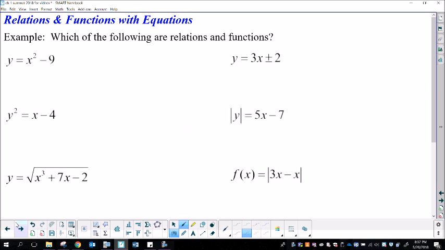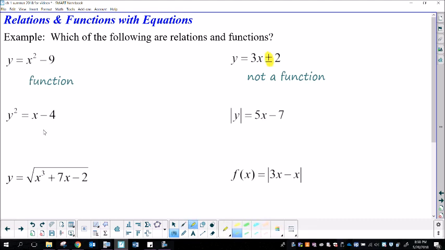So again, looking at some examples here, we have y equals, so our goal is always to make sure that y is by itself first. In this case, it is y equals x squared minus 9, so y is by itself. There's no plus and minus sign there, so we're going to say that that is a function. Moving across to the right, again, y is by itself. We have it in y equals form. This has that plus minus sign in it, so because of that, this is not a function. So the plus minus sign together is what is telling us that that is not a function.